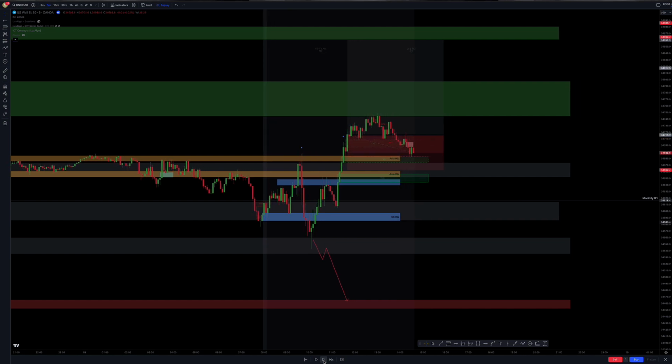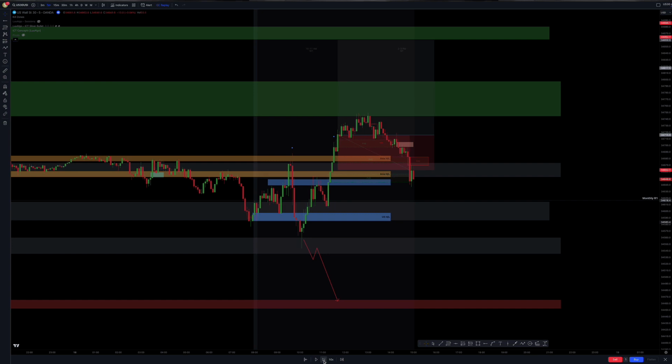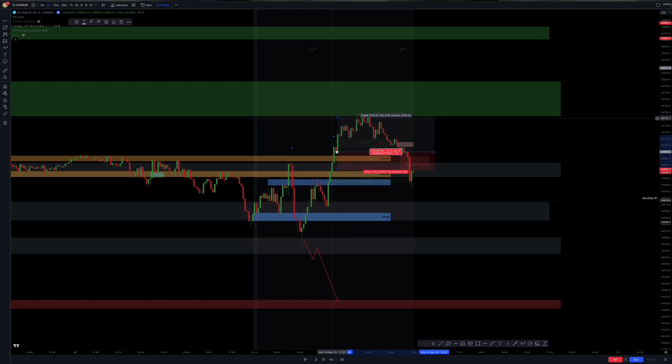Oh no. Oh, we're out. Sorry guys. So yeah, this was an issue. The zone was just too close. If we entered here, we would have caught it till there, but is that worth the trade? I don't think so. 50 pips, I don't know. So I think this was probably a no trade day.